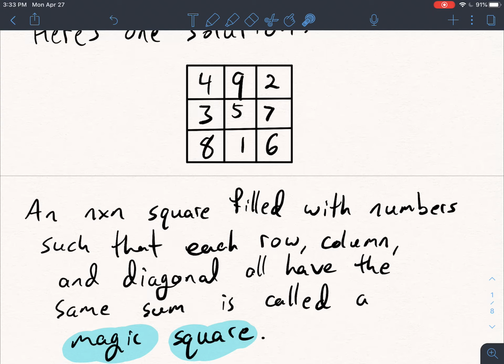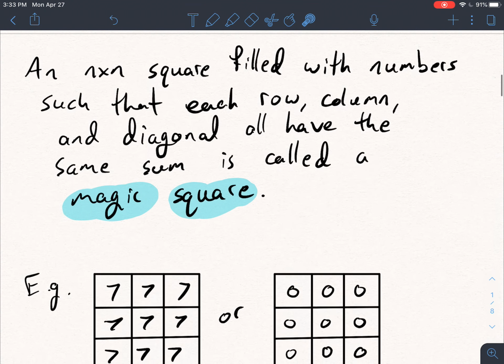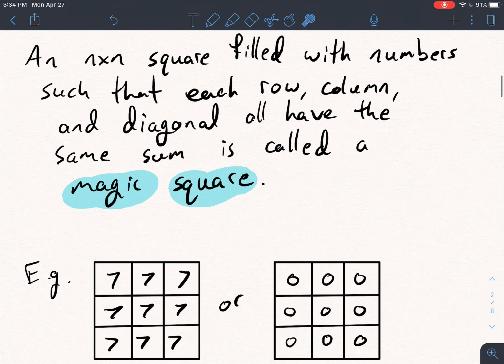So, definition: an n by n square, or matrix, filled with numbers such that each row, column, and diagonal all add up to the same thing, all have the same sum, is called a magic square. Sometimes we call the thing that they add up to the magic number for that square. So for example, this is a magic square with magic number 15.